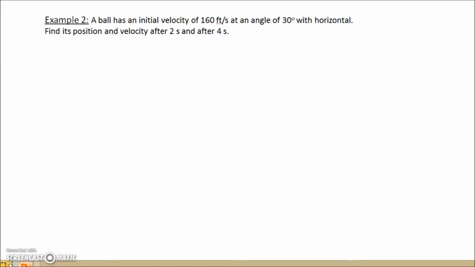Okay, so let's have a look at an example of a trajectory calculation. We have a ball with an initial velocity of 160 feet per second at an angle of 30 degrees with the horizontal. Find its position and velocity after 2 seconds and after 4 seconds.